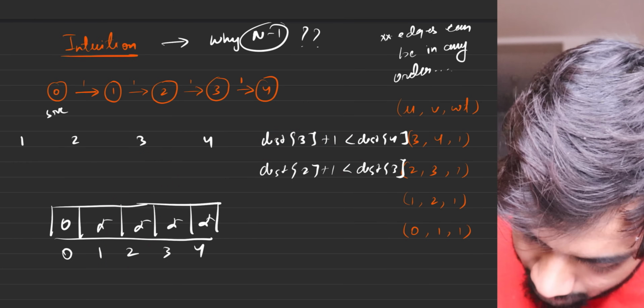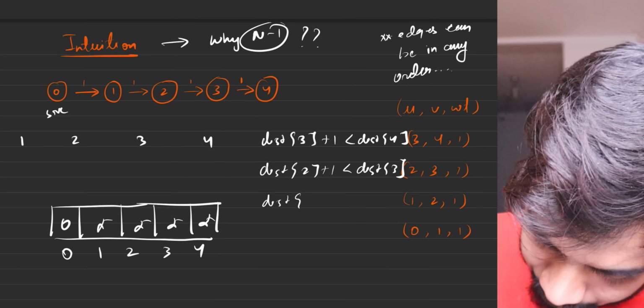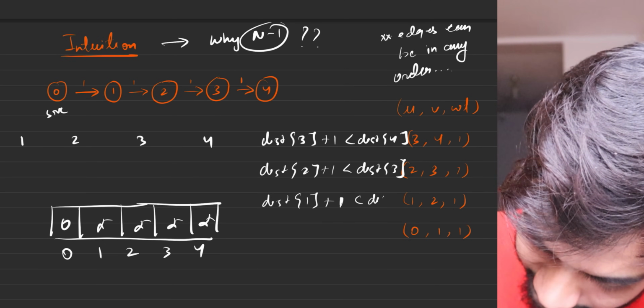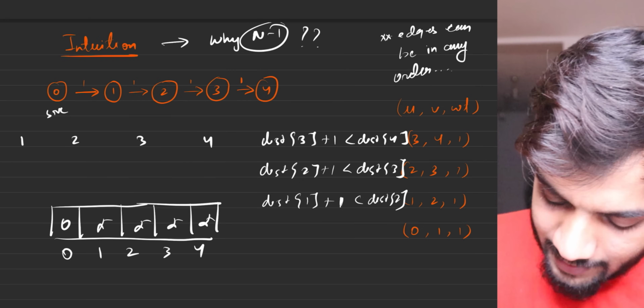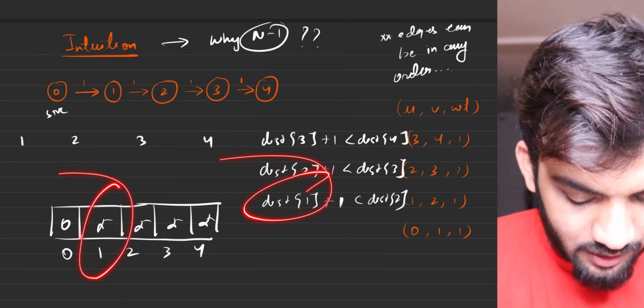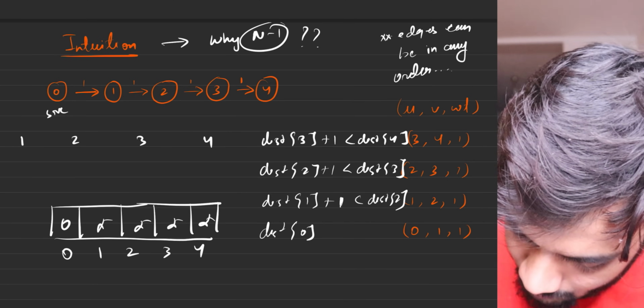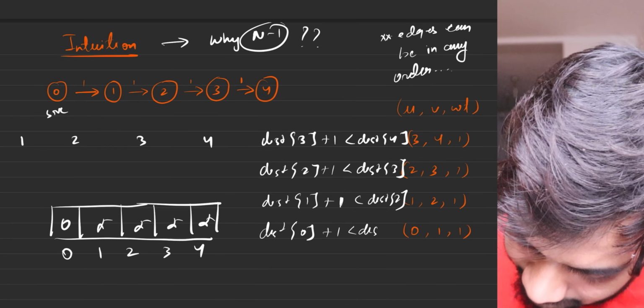No. Next one will be distance of 1 plus 1 is lesser than distance of 2. I'm like, 1 is still infinity. No. Next, I'll be like, distance of 0 plus 1 is lesser than distance of 1.